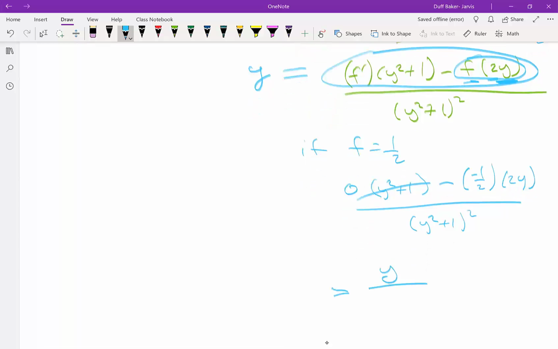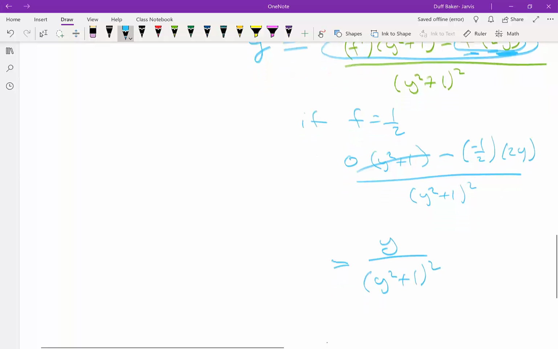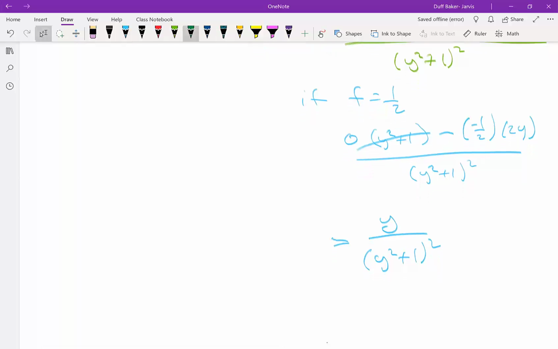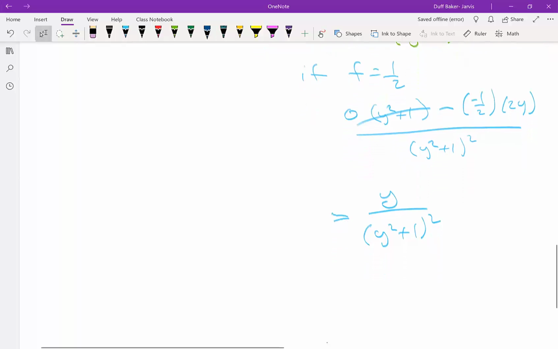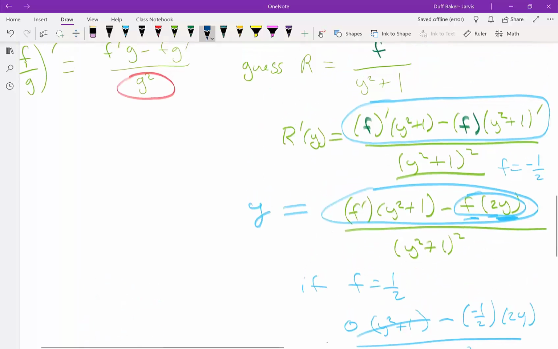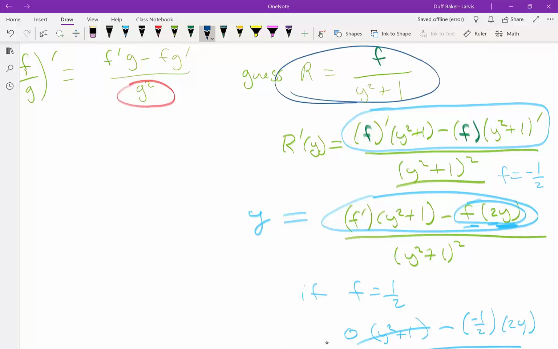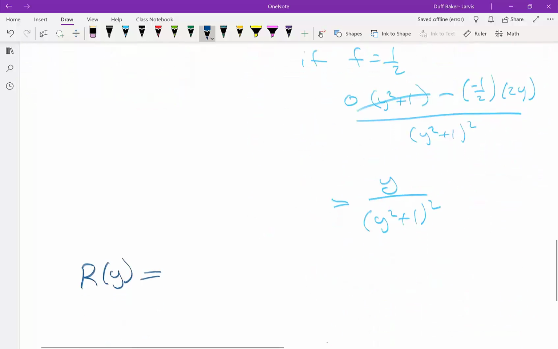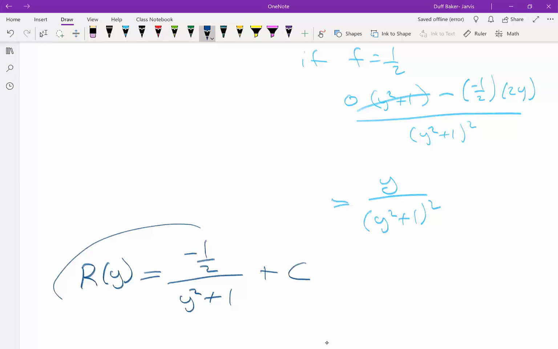And so yeah, now you end up with exactly what you wanted. Okay, so this one was a lot more difficult, but what we reasoned out in the end was that capital R of y should be, so our guess was where? So this was our guess, right? And f we decided was minus a half. And then we add a plus c at the end.